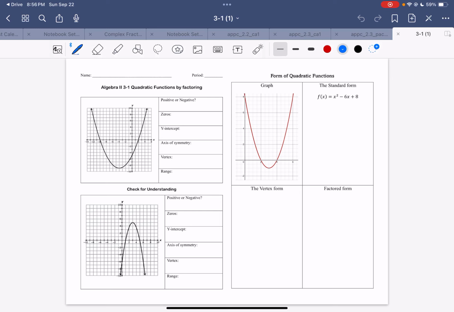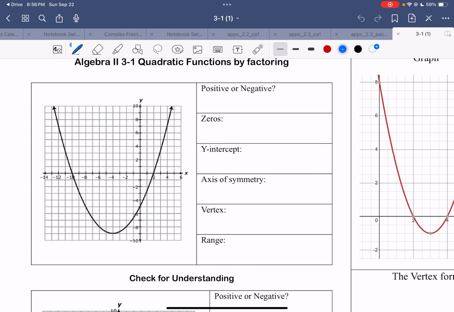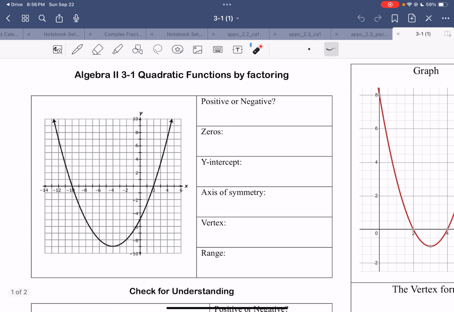Hello guys, welcome back to algebra class, and this time I will go over quadratic functions by factoring part. But this one is very simple graph analysis questions. So let's see how we can solve this one.